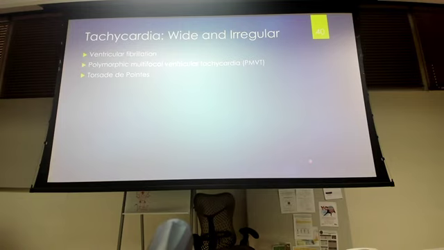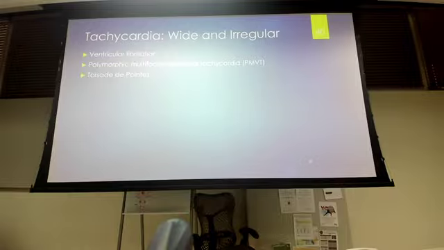Focus on VTAC, V flutter. V flutter is an extreme form of VTAC, super fast. Unresponsive VTAC, I'll continue at least for a little while. Now, wide and irregular: ventricular fibrillation, polymorphic VTAC, and something called torsade.